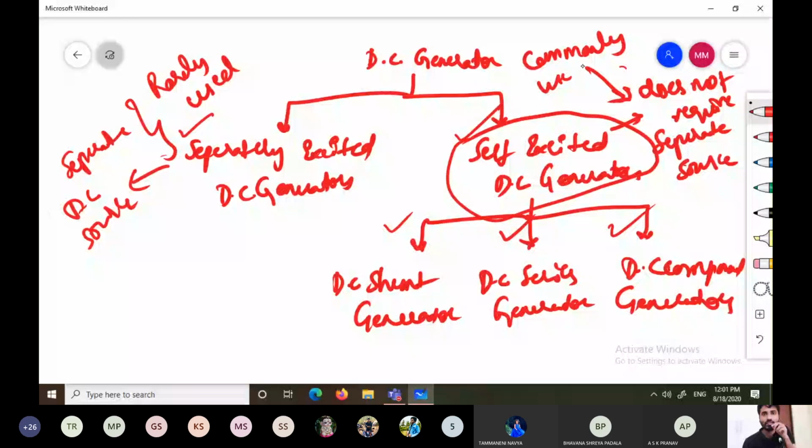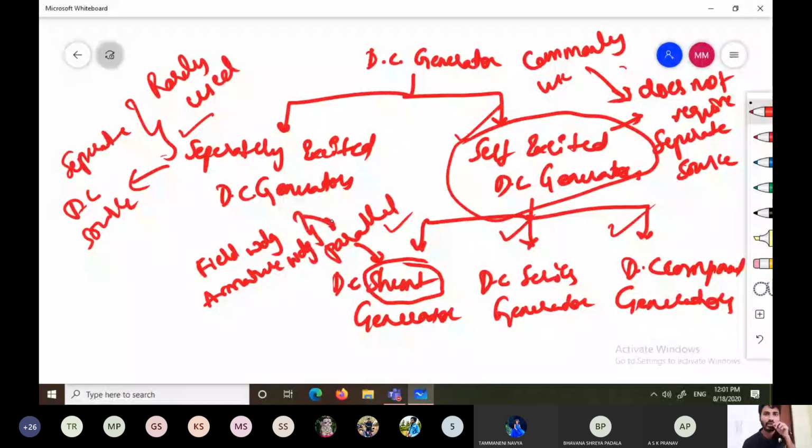Those are nothing but a DC shunt generator. Shunt means parallel. Remember this. So we are having two windings in case of a DC generator. What are those windings? One is field winding, another one is armature winding. These two are connected in parallel to load, then it is called a shunt generator. If field winding and armature winding are connected in parallel to load, electrical load, not mechanical load.